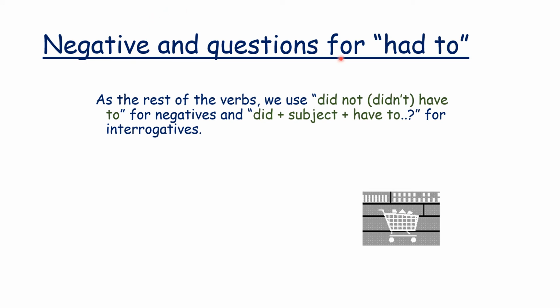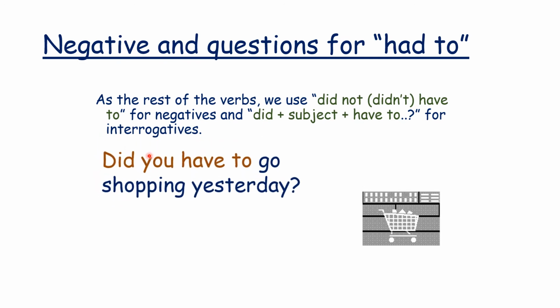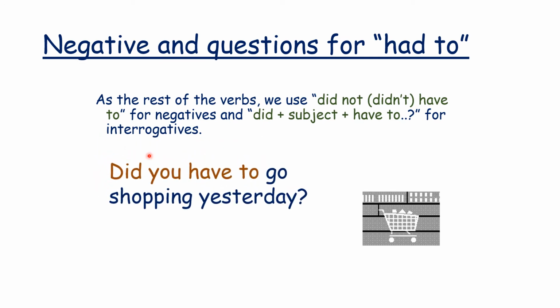Negative and questions for had to. With the rest of the verbs, we use did not, which is didn't, and then have to for negatives, and did plus the subject and have to for the interrogatives. Let's see the examples. Did you have to go shopping yesterday? This is a simple past question. That's why we started with did. Did you have to go shopping yesterday?